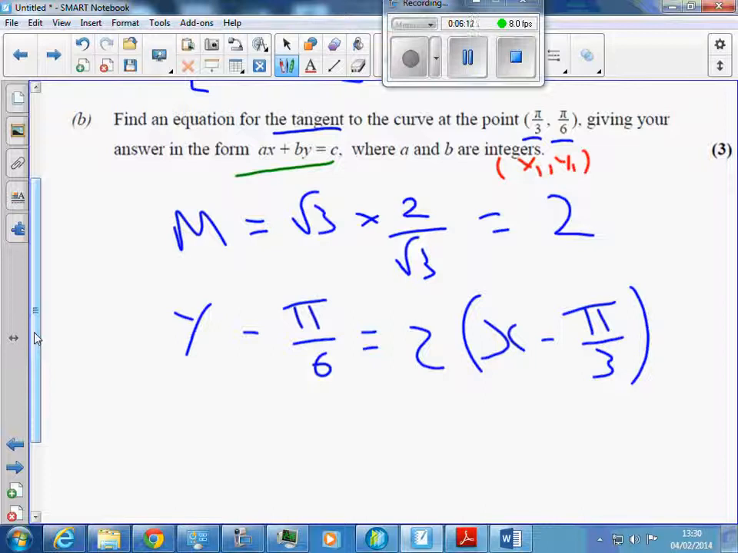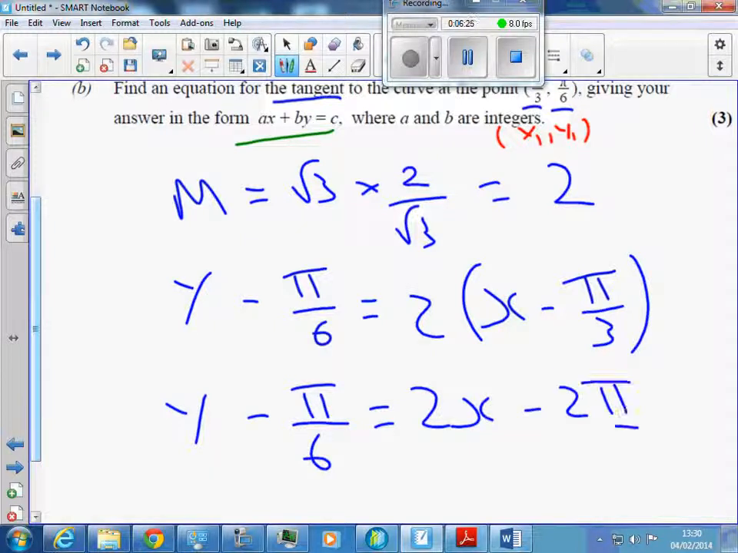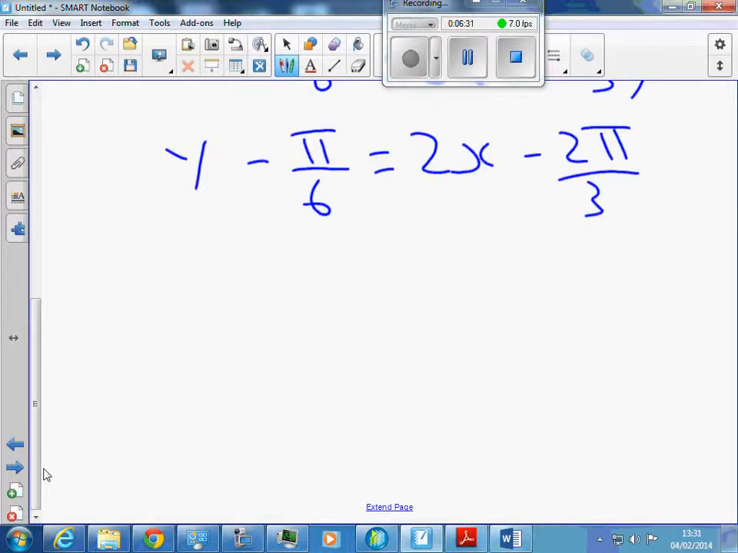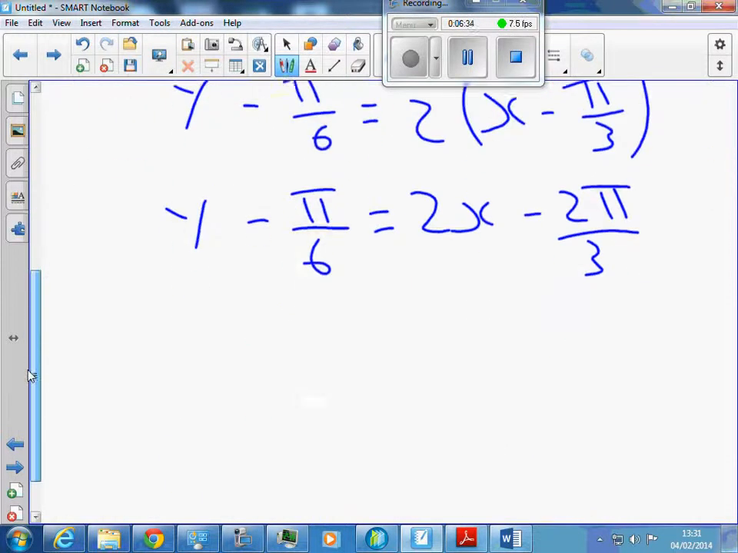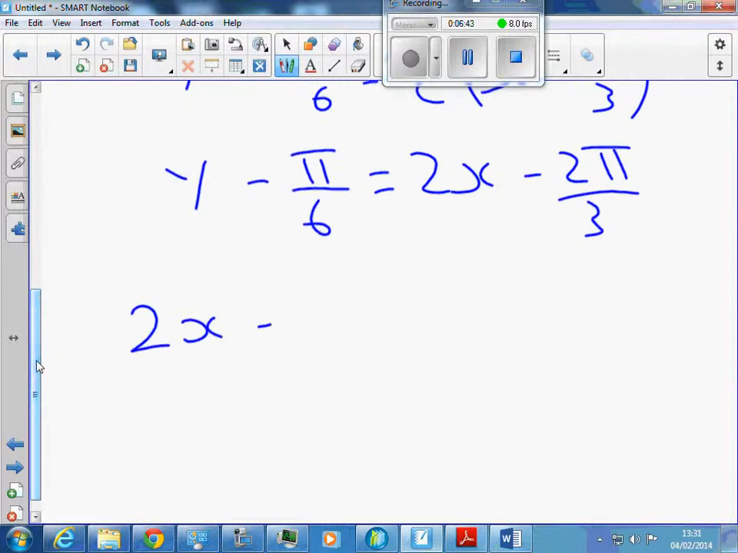Okay, so what I'll do, very straightforward, multiply the bracket. So it's y minus pi by 6 is equal to 2x minus 2 pi by 3. I take everything to the right hand side. It's 2x minus y is equal to 3 pi by 6. Is that right? 3 pi by 6, which is pi by 2.